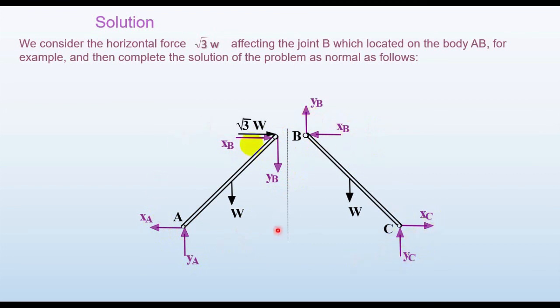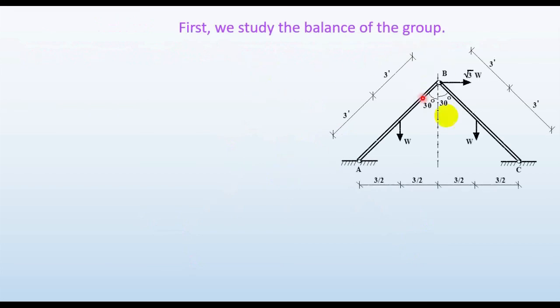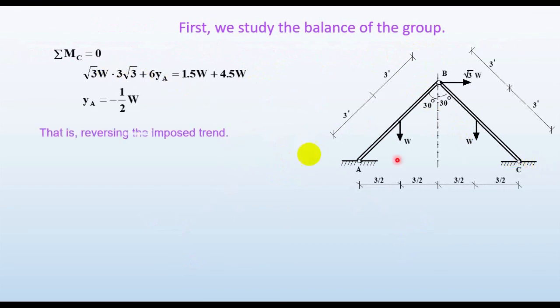We deal with the body as one mass, we lose 3 variables and get one, and then from the remaining variables or equations we can solve. First we study the balance of the group. We take sigma around point C, so we can get YA, because all the actions in C disappear with XA, so we will have YA. That is reversing the imposed. From sigma Y we get YC, so I got YC and YA.